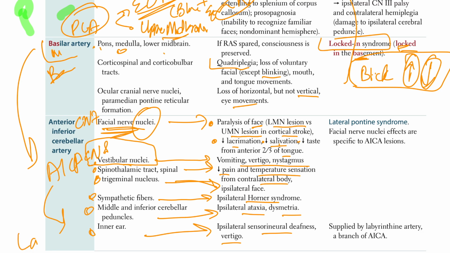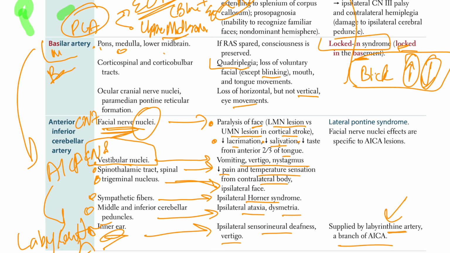That's the labyrinthine artery. Let me write that down. Labyrinthine artery. Okay, that supplies the inner ear. That can lead to ipsilateral sensorineural deafness and vertigo also. Oh, actually, I mentioned it. Supplied by the labyrinthine artery, a branch of ICA.